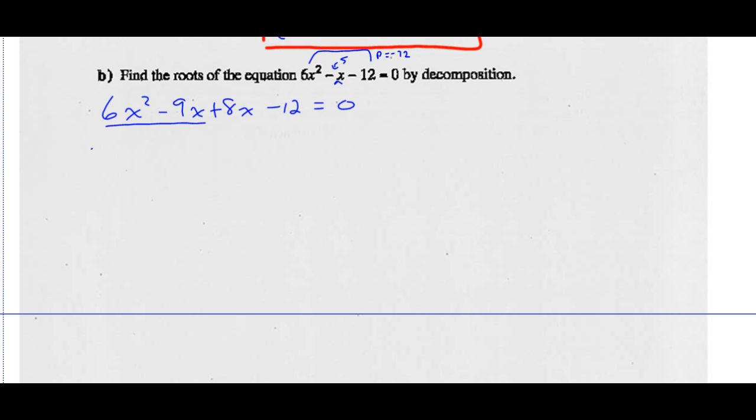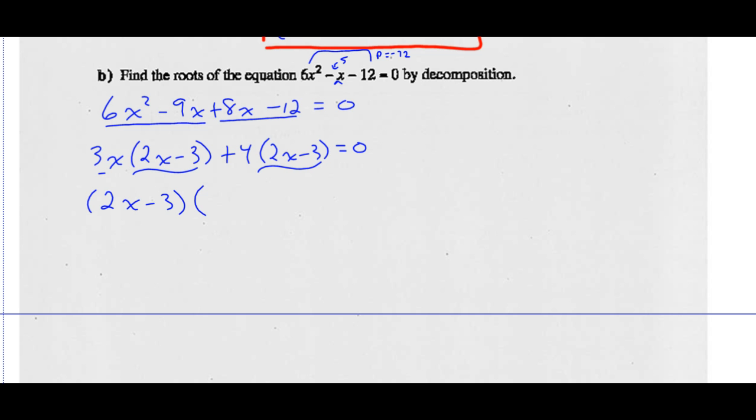The common factor of the first two terms is 3x. We're left with 2x minus 3. The common factor of the last two terms is a positive 4. We're left with 2x minus 3. The whole thing equals 0. I now have a common binomial factor of 2x minus 3, so I factor that binomial out. I'm left with 3x plus 4 as my second factor.